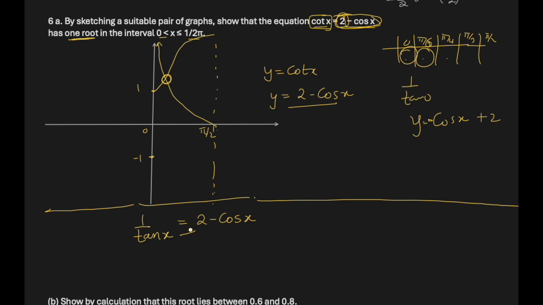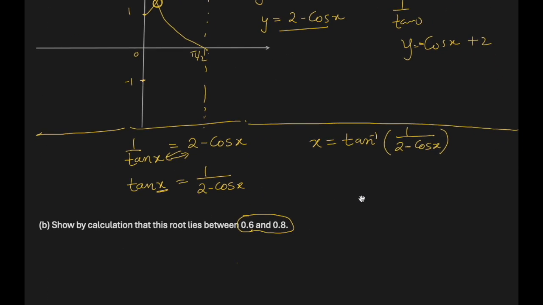If I cross multiply, this will go there and these may come here. So it will be tan x equal to 1 over 2 minus cos x, right? And to isolate this x, what will I write? X equal to tan inverse 1 over 2 minus cos x. Now, they are asking us to show that the solution of this equation lies between 0.6 and 0.8. So what will I do?